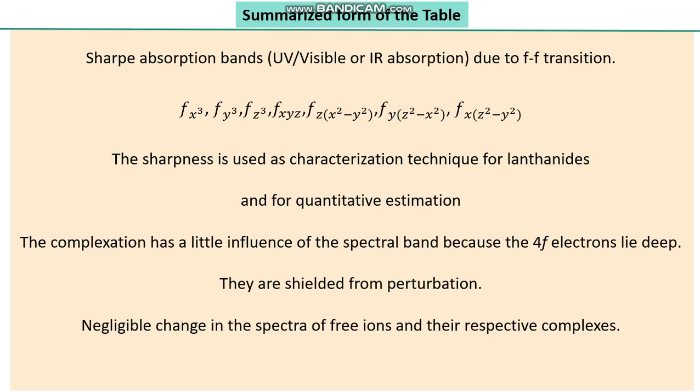Therefore complexation has very little influence on spectral properties of the lanthanide series. In other words, we can say that since the f orbitals are shielded from perturbation, they do not affect the color. Their color does not change on complexation. Or we can say that a negligible change in spectra of the free ion and the respective complex can be observed for the lanthanide series, which is not common for d block elements, because in d block elements each complex of the same metal possesses a different color, because a slight change in geometry in the coordination sphere of a d block element is able to change the color of the system.